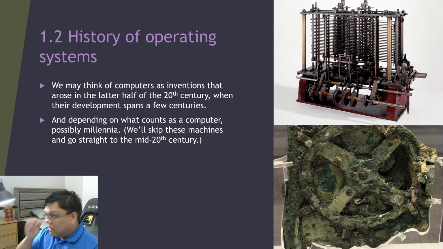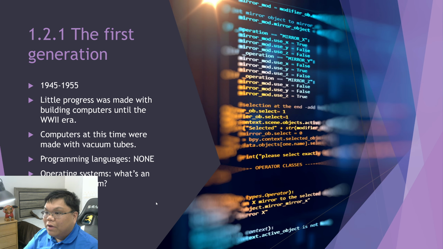It's a gear-based calculator that would calculate when specific astronomical events would happen. So, depending on what we define to be a computer, we might end up including devices like these. These don't really have operating systems. But we have to start somewhere, so we're just going to skip all of these and go to around the mid-20th century. So, about the World War II era.